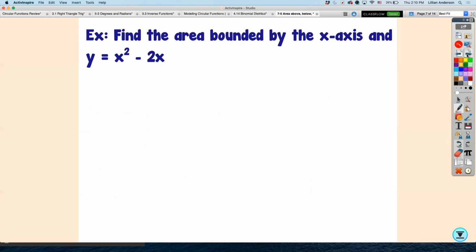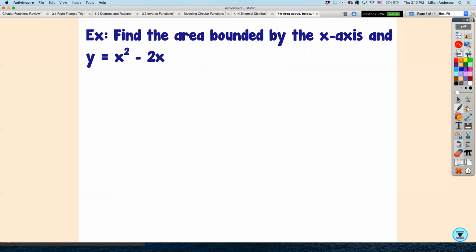I think we're looking at two examples of everything today. So the area bounded between the x-axis and the curve y equals x squared minus 2x. Now, like I said, for integration and derivatives, you gotta know your functions, right? You gotta know your other concepts. So first off, what does this function look like? It's a parabola, it's a quadratic that opens up.